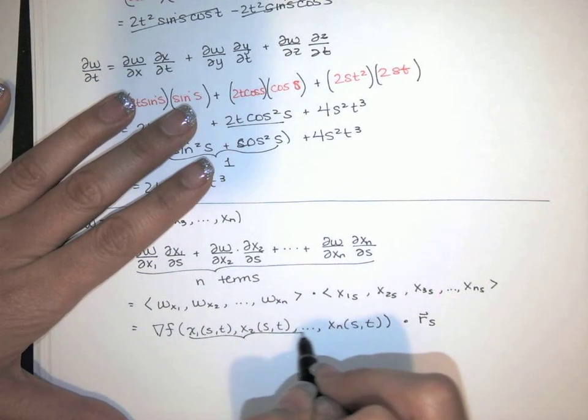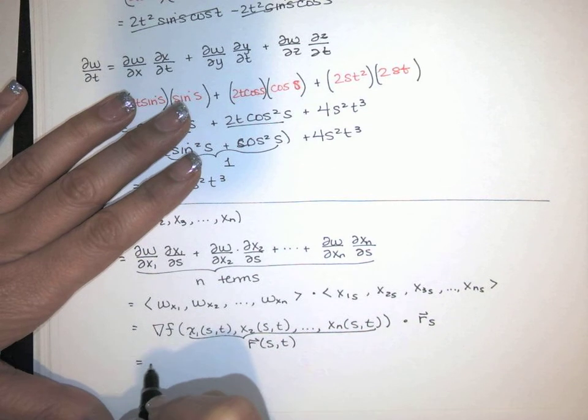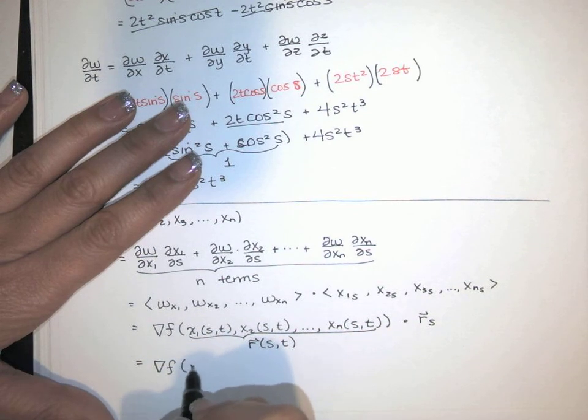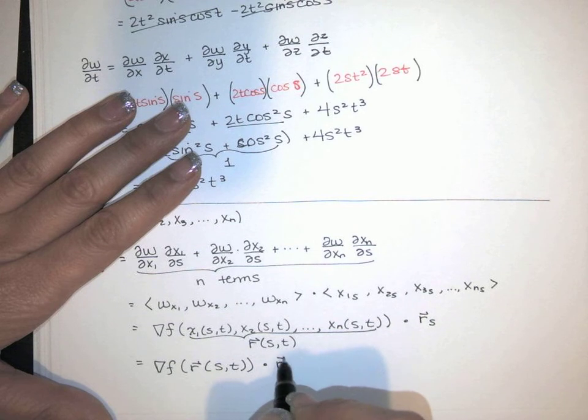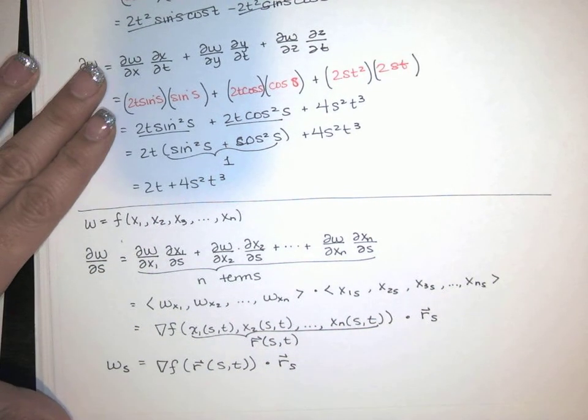Or we can use shorthand for all that. We can call that r of s and t. So this is the gradient of f evaluated at r of s and t. And we're dotting it with the partial of r with respect to s to get the partial of w with respect to s.